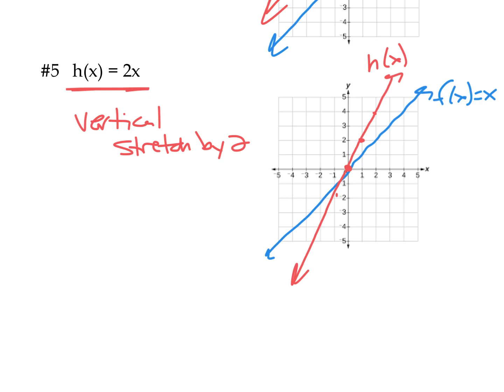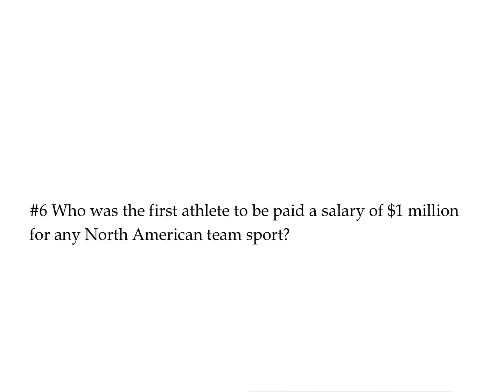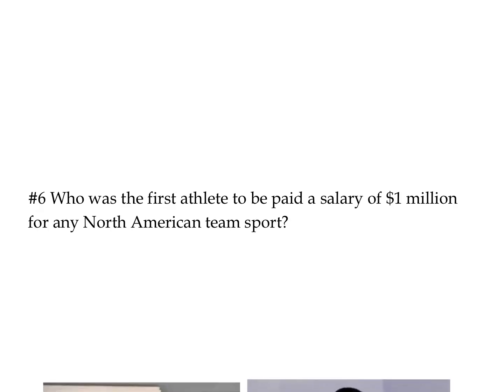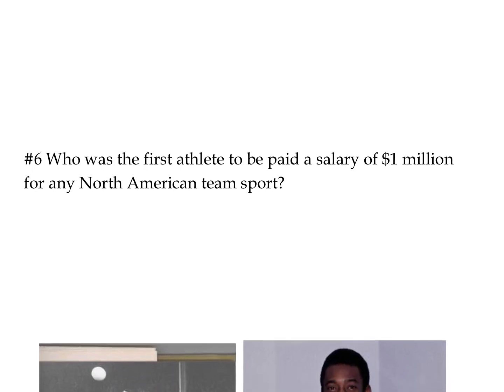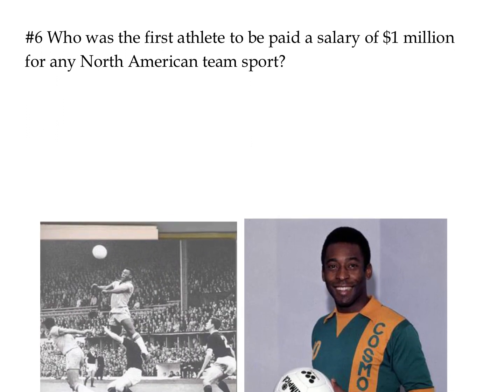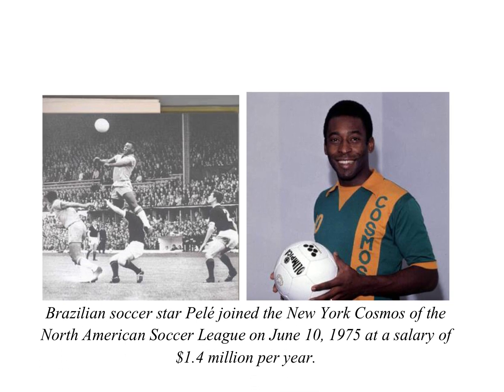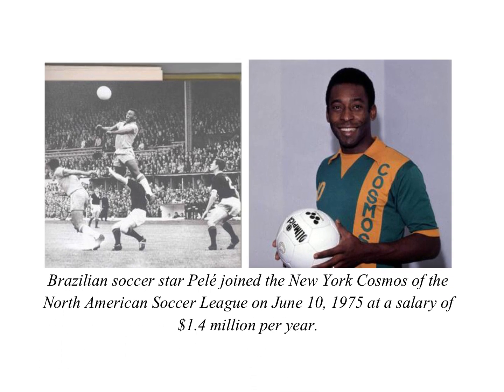Taking a little break from these parent functions and linear functions and function notation, who was the first athlete to be paid a salary of $1 million for any North American team sport? Running through thinking, what sport could it be? All those popular four major sports. Maybe you're thinking baseball or football. Well, if you're thinking football, you're on the right track, but a different kind of football. The great Pele, Brazilian soccer star, joined the New York Cosmos in 1975 to get paid $1.4 million. The first athlete for a North American team sport to make a salary over $1 million.